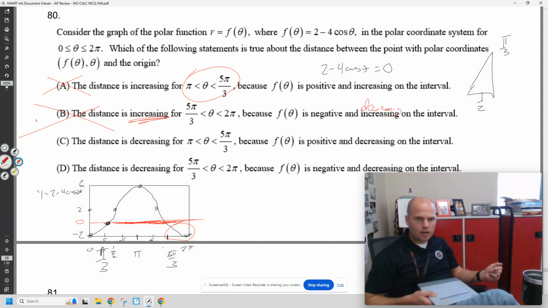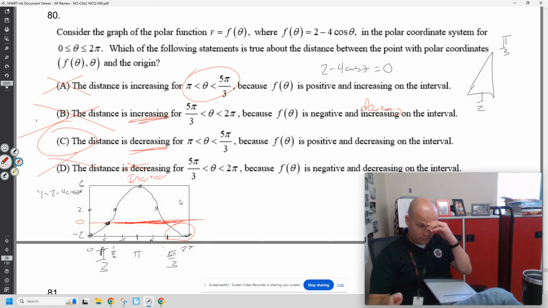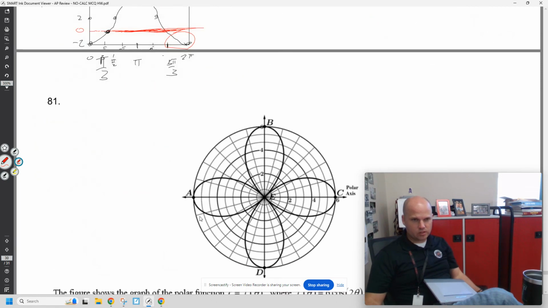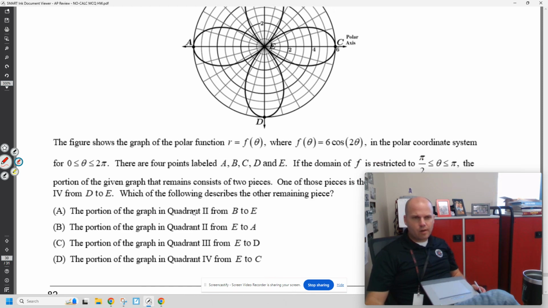Wrong. Pi to 5 pi over 3 again. Positive and decreasing. Distance is decreasing. Cha-ching. This would have been correct if it was distance is increasing. It's not. Distance is negative and decreasing. It is therefore getting further away from 0. Therefore, distance is increasing. Don't you love this question?